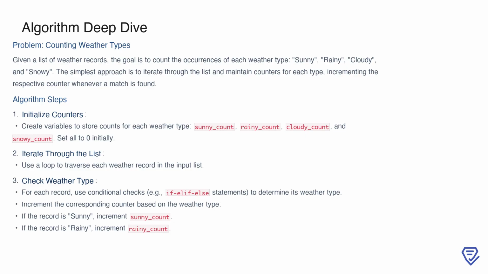Next, we iterate through the list, examining each weather record one by one. For every record, we use conditional statements to check its type. For example, if the record is sunny, we increment the sunny_count by 1. Similarly, if it's rainy, we increment the rainy_count. This process ensures that every record is evaluated, and the corresponding counter is updated accordingly.